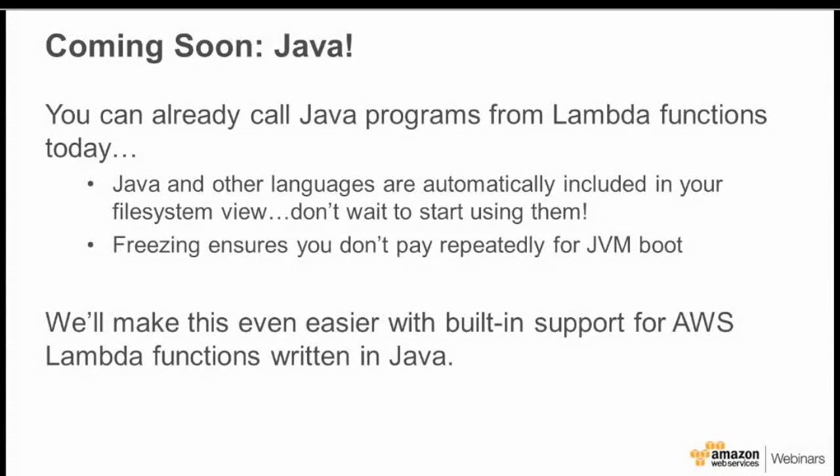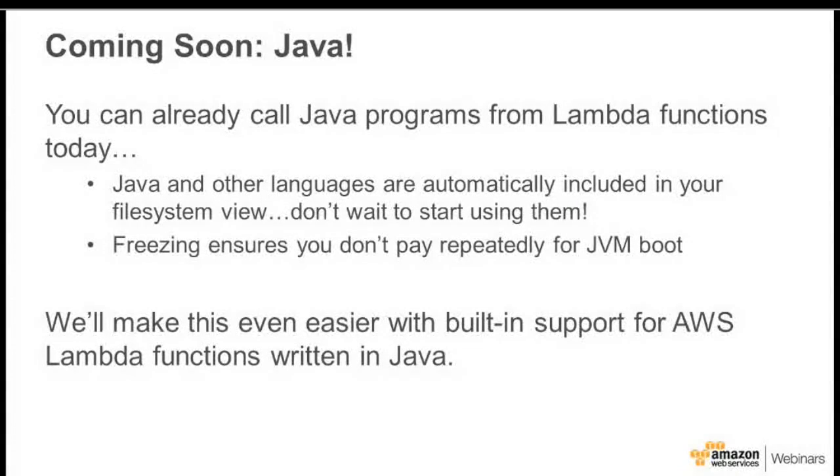But we're going to make this even easier. Within the next few weeks, we'll be releasing built-in support for Lambda functions written in Java. So you don't need even that 1 or 2 lines of node code to get going at the beginning. You'll be able to start up a Java function directly as a Lambda function. And that same POJO serialization magic that we saw on the Android client will also be available to Java functions.